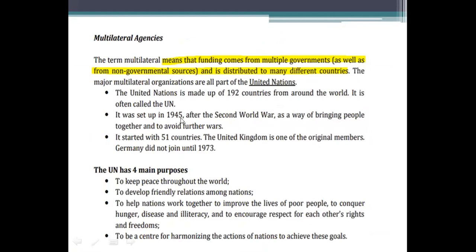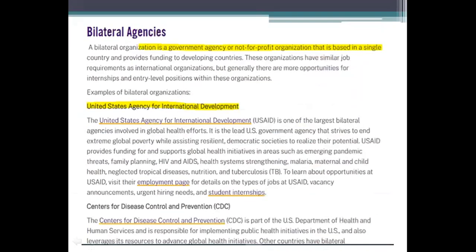It was set up in 1945 after the Second World War. It started with 51 countries. The UN has four purposes: to keep peace throughout the world, to develop friendly relations among nations, to help nations work together to improve the lives of poor people, and to be a center for harmonizing the actions of nations to achieve these goals. Bilateral agencies or organizations.